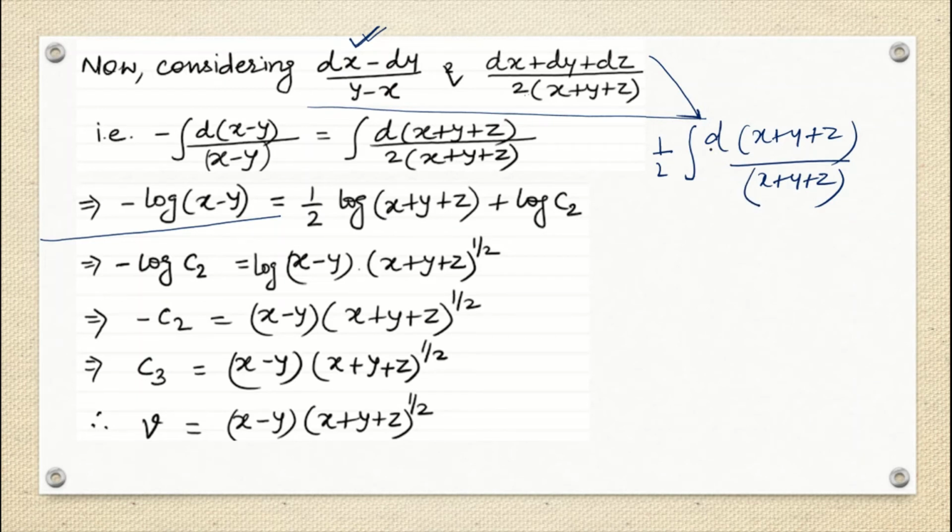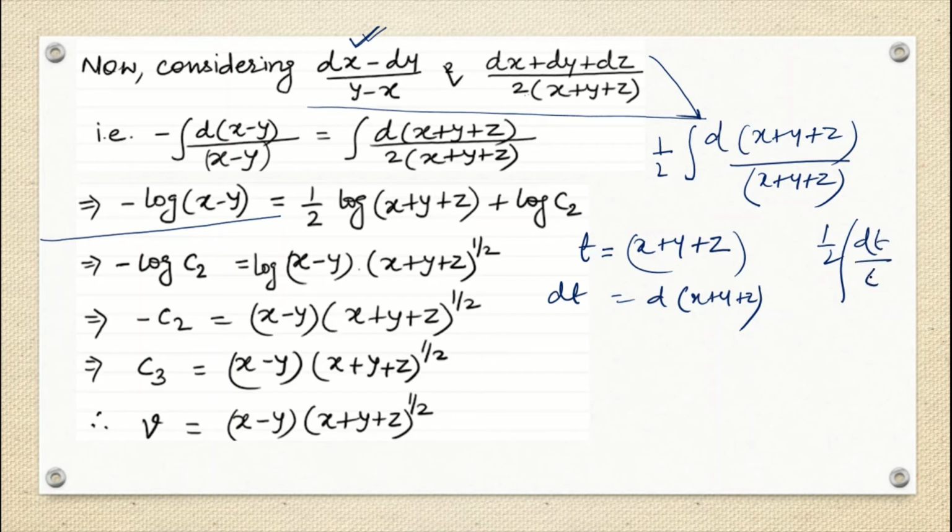Here, you do not always have to do this substitution. I'm just showing you that this way it is okay. You can write that dt is nothing but d of x plus y plus z. So you can write 1 by 2, and this is dt by t. If you have no doubt in this substitution, you can directly write that this is nothing but log of x plus y plus z. So here this is 1 by 2. On the right hand side I am writing 1 by 2 log t plus, again, some other constant. This is my c2, and then the left hand side was my minus log x minus y.